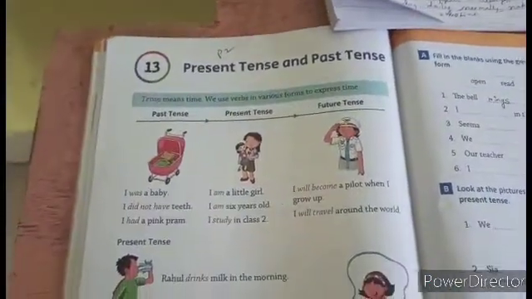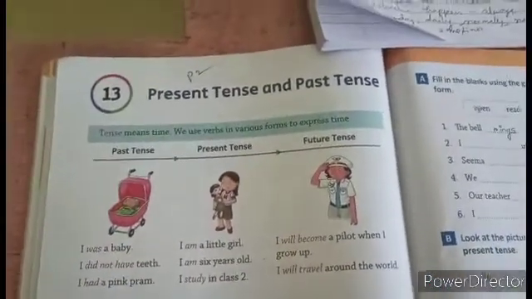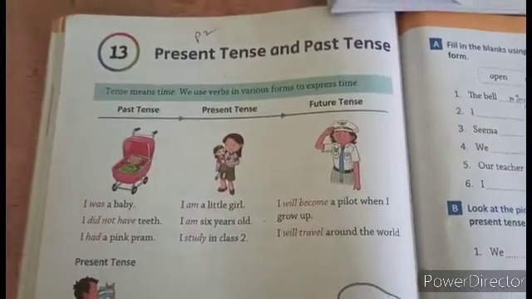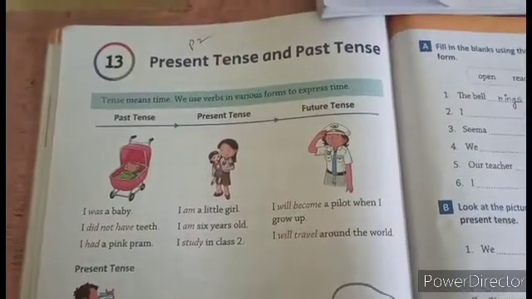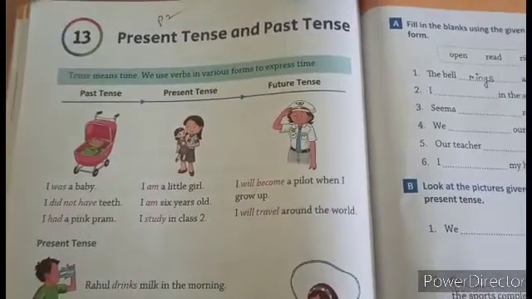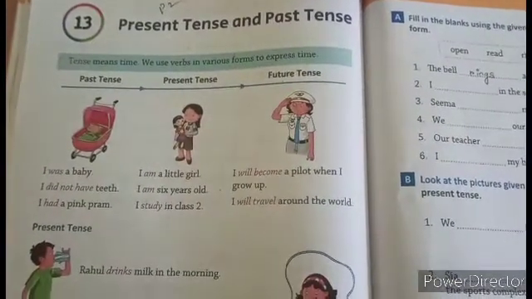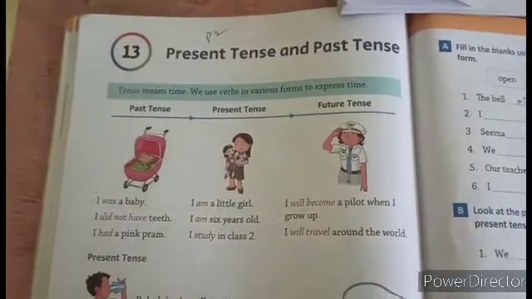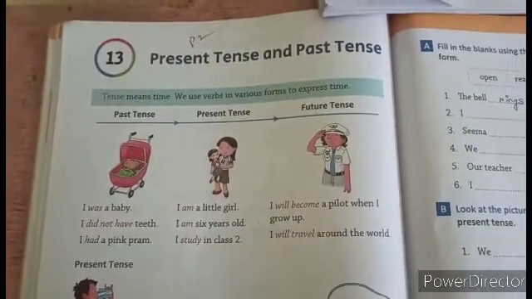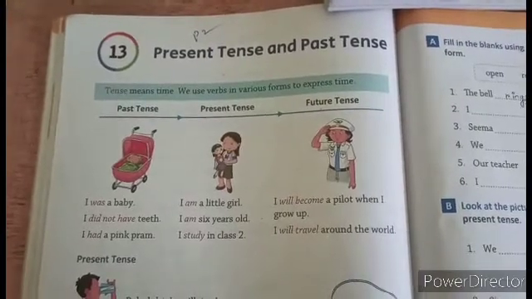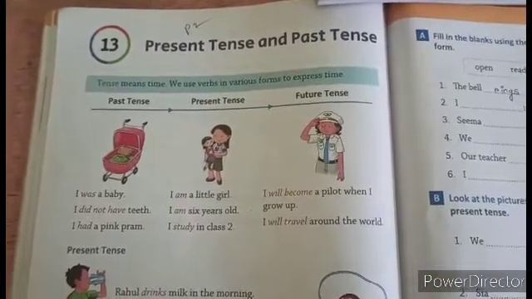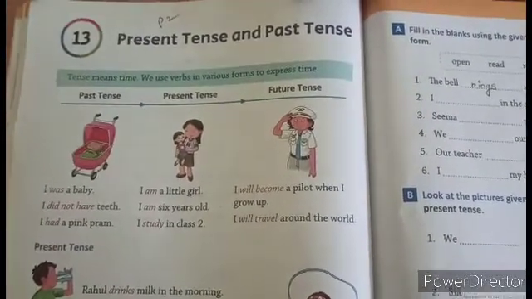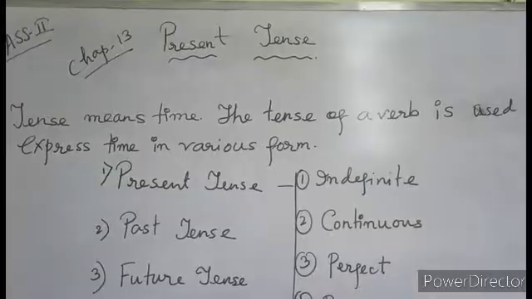Hello children, in the previous class I started the chapter from your grammar book, that is present tense and past tense. In the previous video class I discussed what tense is and what the different forms of tense are. In your book two parts of tense have been given, that is present tense and past tense. In today's class we will discuss present tense. So let's start today's class.